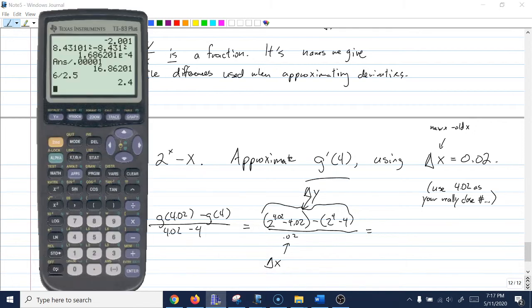What is 2 to the 4.02 minus 4.02 minus, I need to wrap this in parentheses because it's minus the whole thing, 2 to the 4 minus 4. Actually, I could have done that one in my head. That's 12, I think. Subtract them, you get this. Now divide that by 0.02, and I get 10.167.